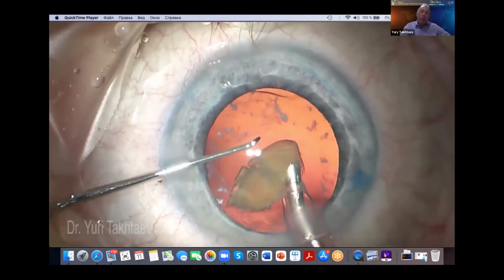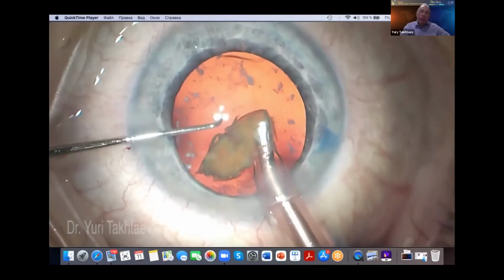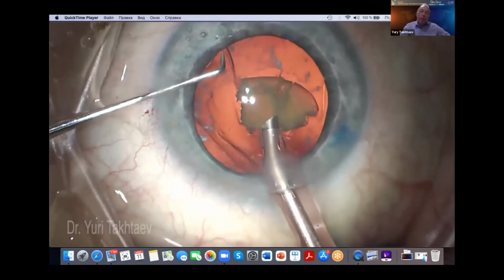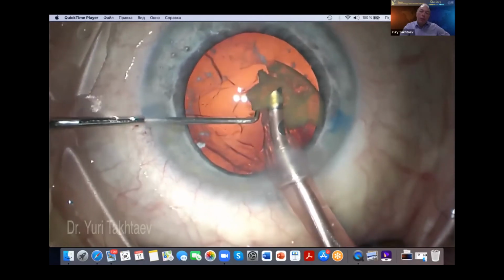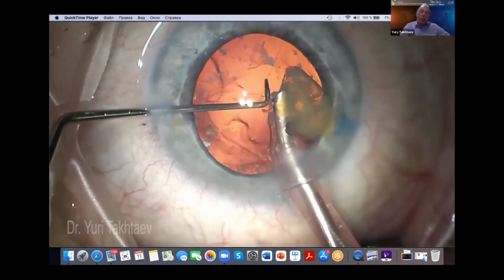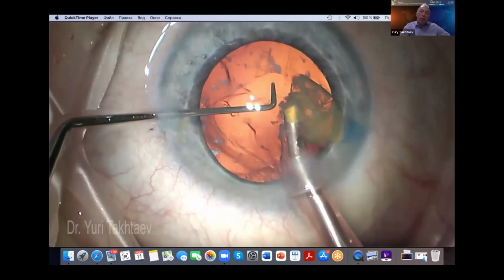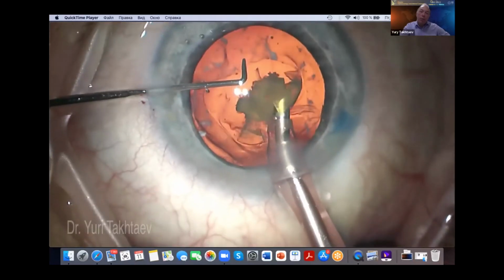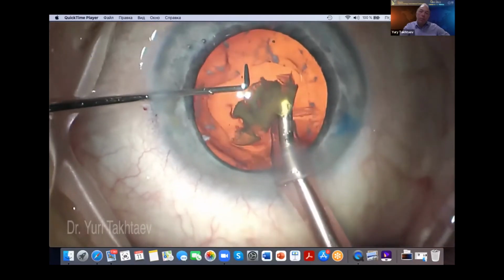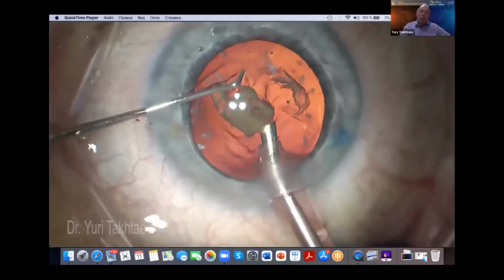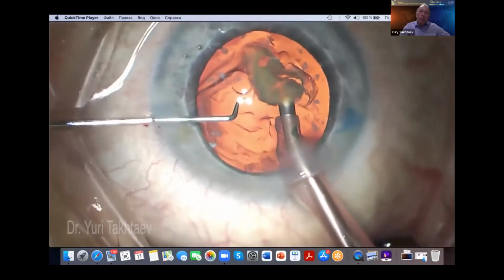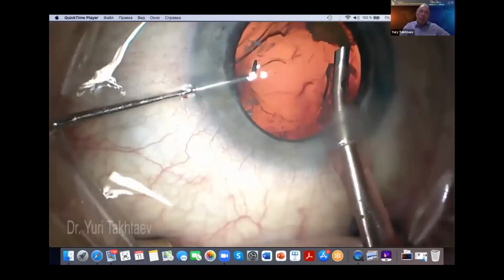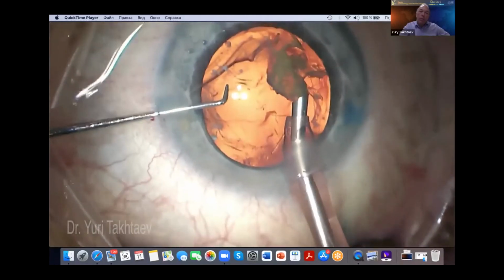It was surprising for me at that moment. I aspirate some vitreous, and now it's easy to recognize the capsule rupture. Okay, we have material in front. We have vitreous in front.